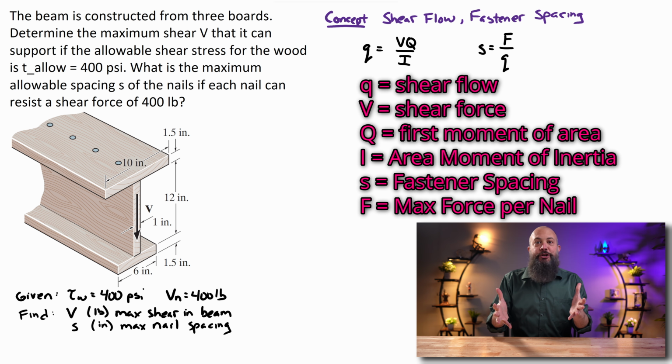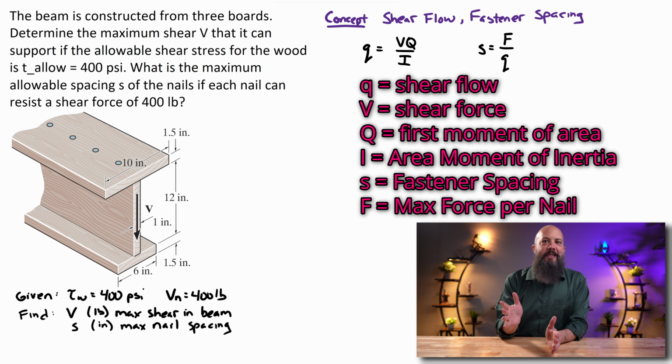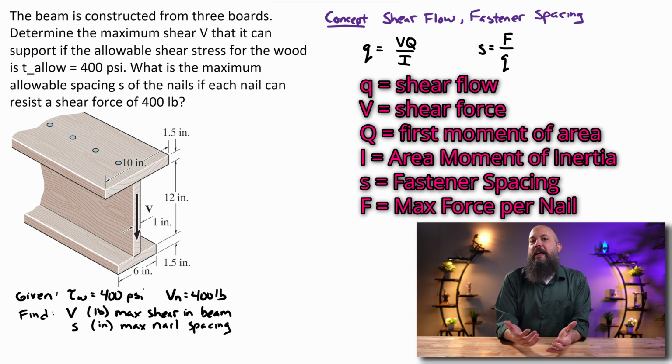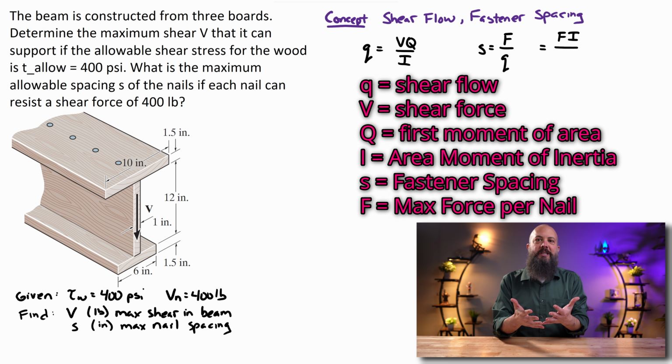So my main equation is going to be q, which is shear flow, that's lowercase q, equals VQ over I. Capital Q being that first moment of area, that thing that everybody hates, V the shear force, and I the area moment of inertia. Now fastener spacing, S, is the spacing in inches, equals F over q, F being the maximum force that each nail can support, and lowercase q being that shear flow.